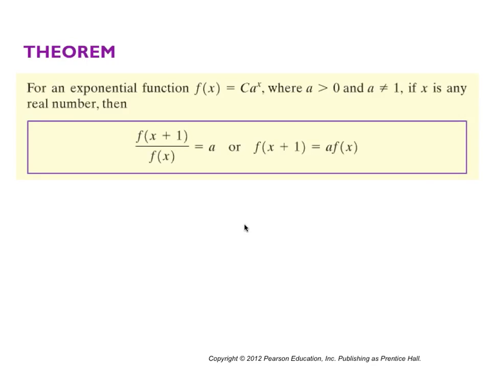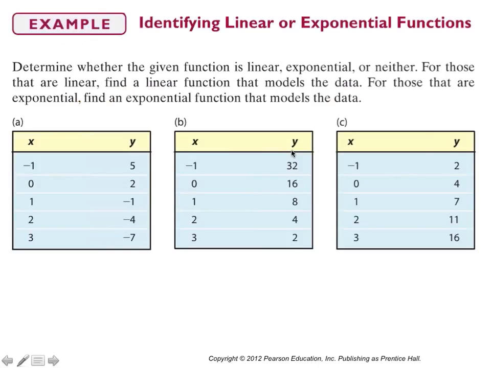So we have this nice theorem here for an exponential function, f of x equals c times a to the x, where a is greater than 0 and not equal to 1. If x is any real number, then f of x plus 1 over f of x is going to be equal to a, or we can say that f of x plus 1 equals a times f of x.